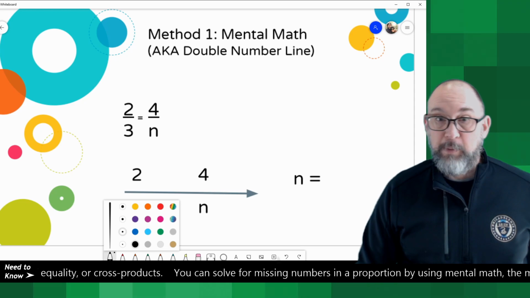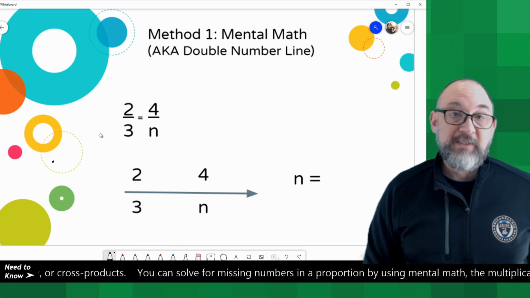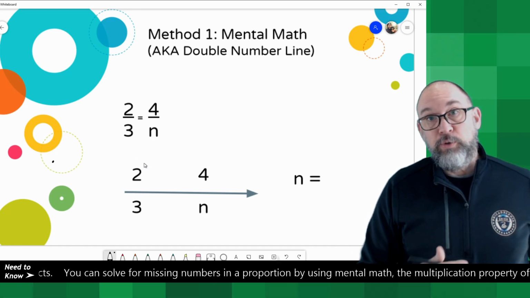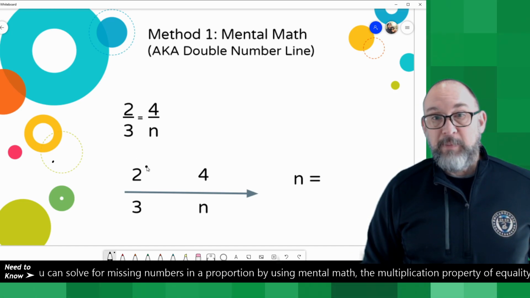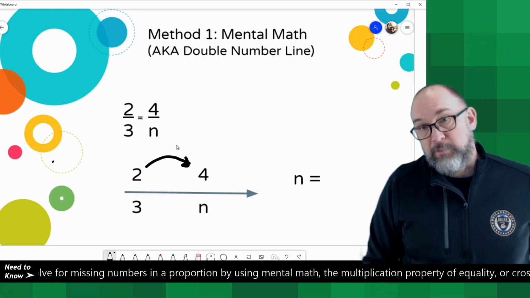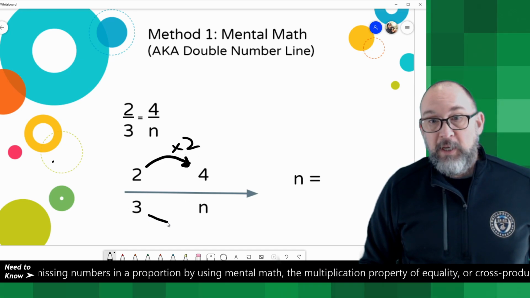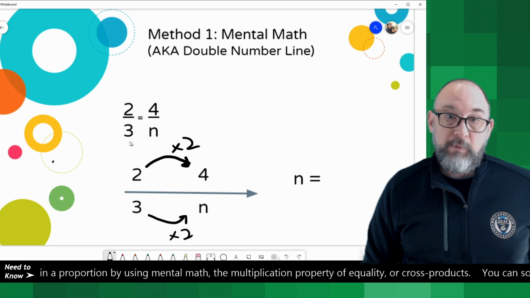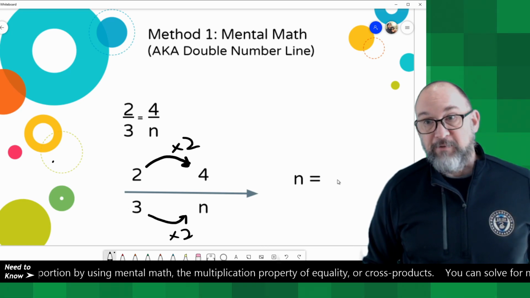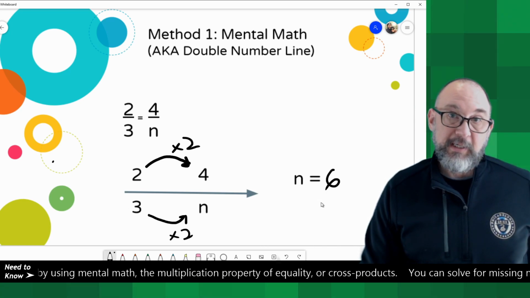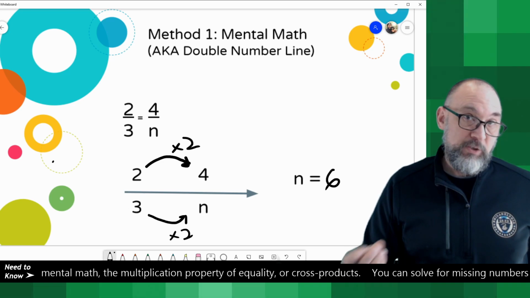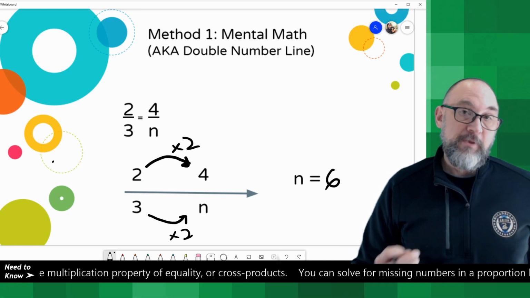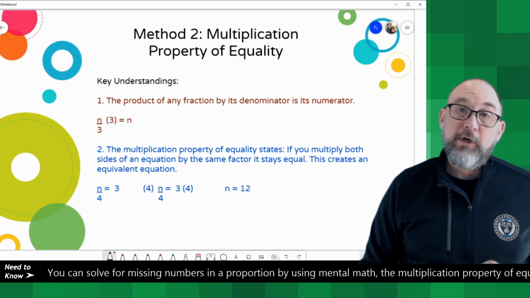Okay, so here I've got the proportion 2 is to 3 as 4 is to n. So you want to think about, can you make the jump between the two known quantities? Can you use mental math to jump from 2 to 4? And of course, 2 times 2 is 4. So then to keep it proportional, I have to make the same jump. So 3 times 2 is 6, therefore n is equal to 6. So if you can make that jump between the two known quantities using mental math, that jump is the same for the missing value.